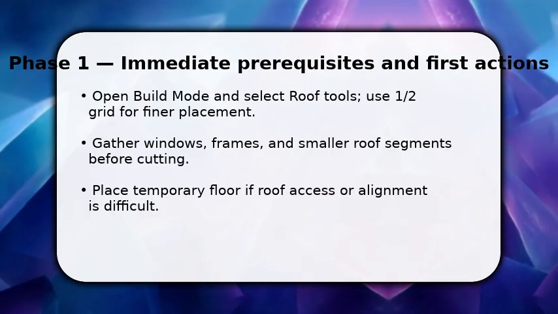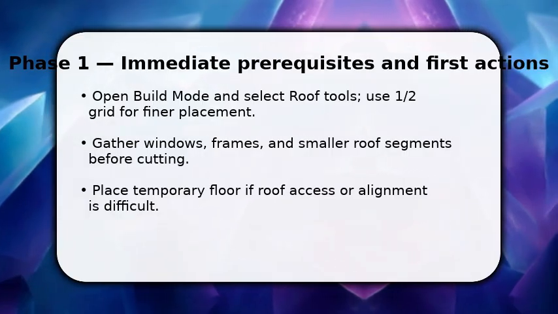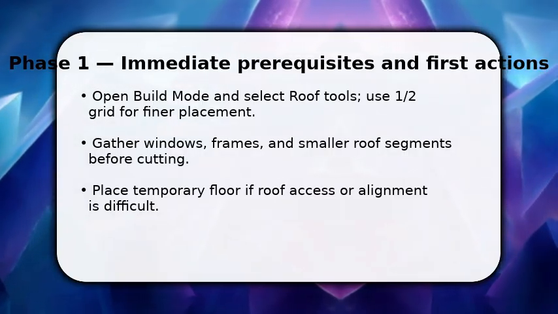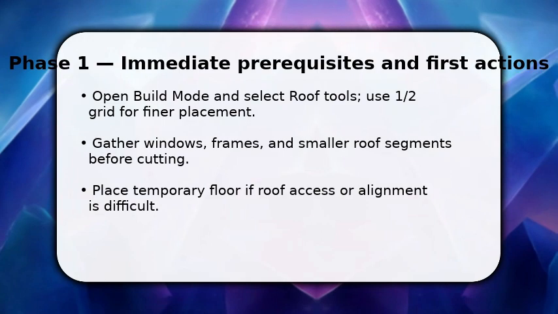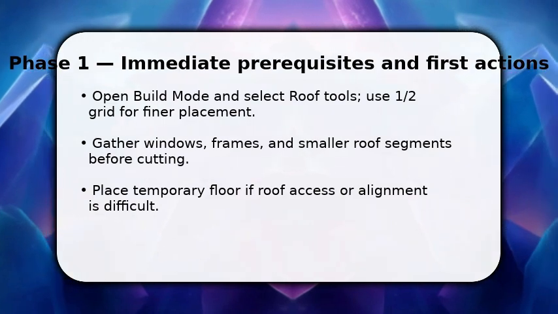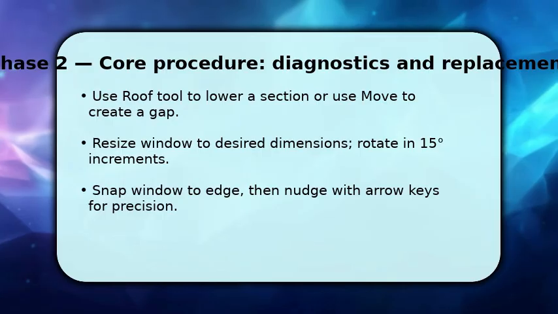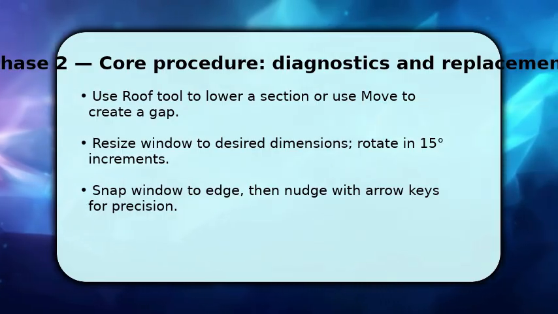You need these basics out of the way before you alter roof planes. They save time and reduce mistakes. Next, you create the actual opening and place the window. Select the roof plane and lower, or remove a small section where the window will sit.